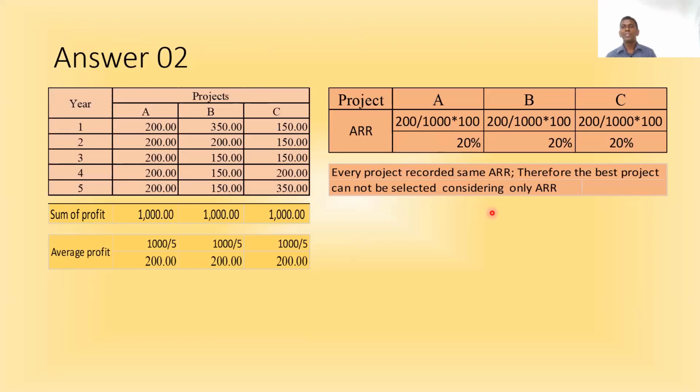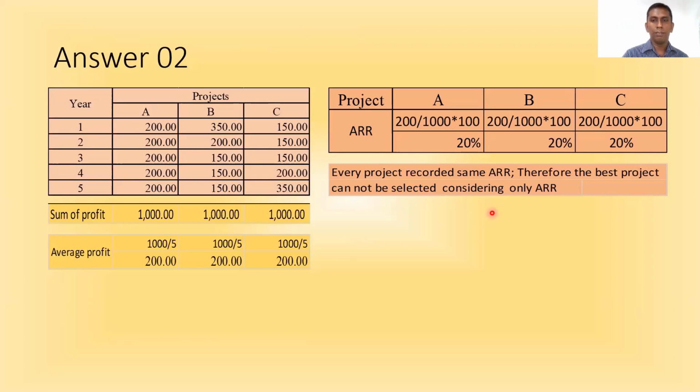Neither project can be rejected, because every project generates 20% ARR, which is more than the target ARR, but we have a kind of problem. We are in a very big problem: which project should be selected? Therefore, based on only ARR, a project cannot be selected here. To select or reject a project, we need to consider so many factors, right? We have to look at them, so then only we can take the right decisions.